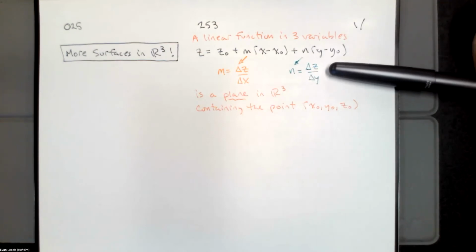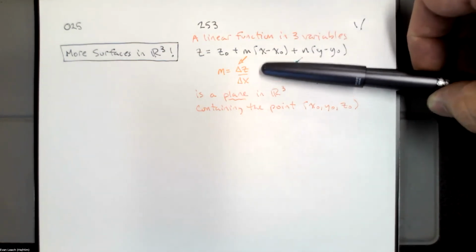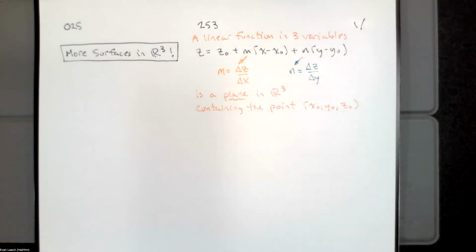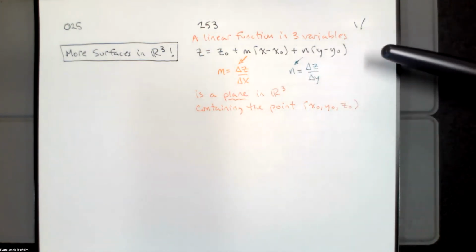Moreover, we're still using slope language. m is dz over dx. In the case of a tangent line, that was the derivative. There's only one variable running around, so we just say the derivative. But now I've got a dz/dx and a dz/dy.